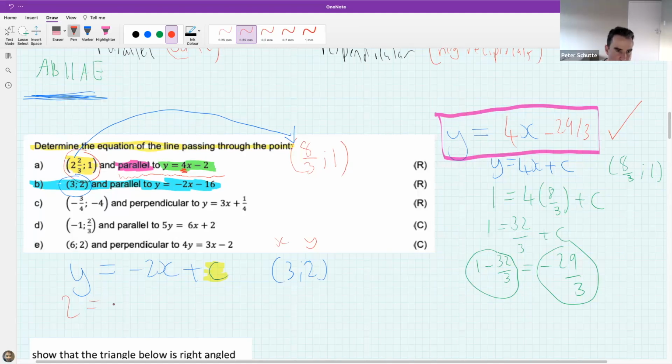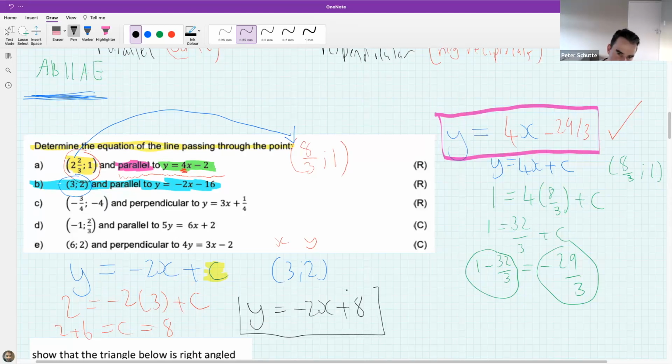So we get 2 is -2 times 3 plus c. And this is going to be -6. When it goes to the other side, it becomes 2 plus 6 is c. And so c is 8. And so we get y is equal to -2x plus 8 as the equation of my line. Very well done, everyone. Very nicely done.